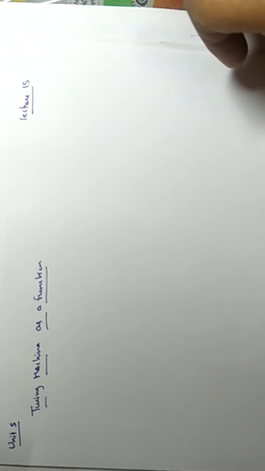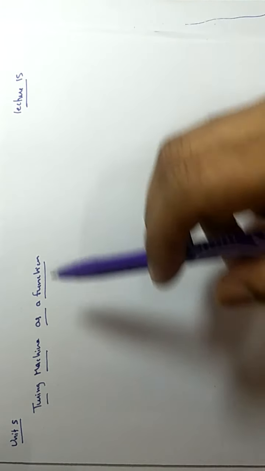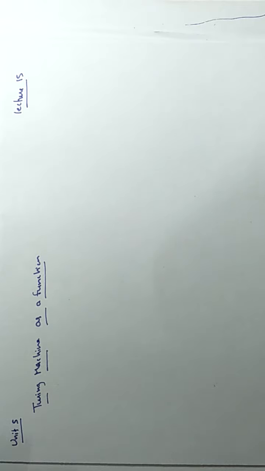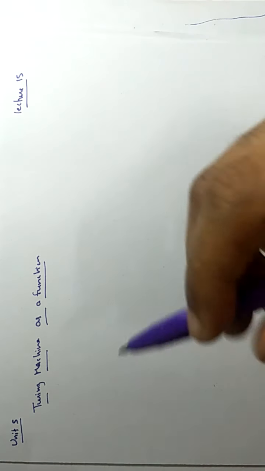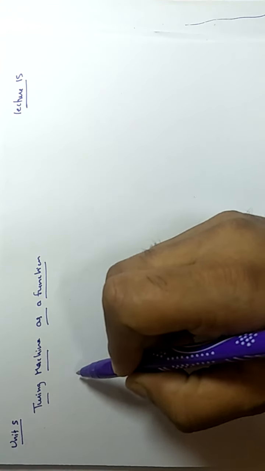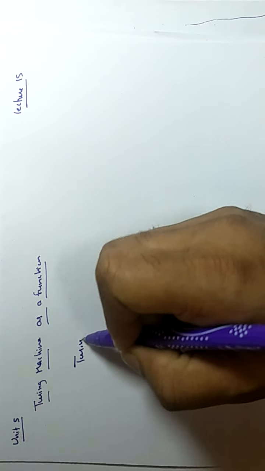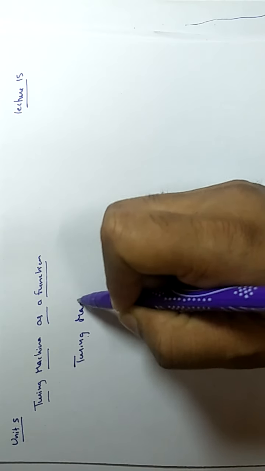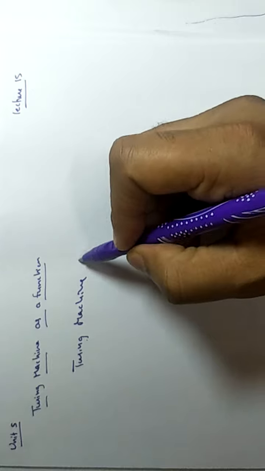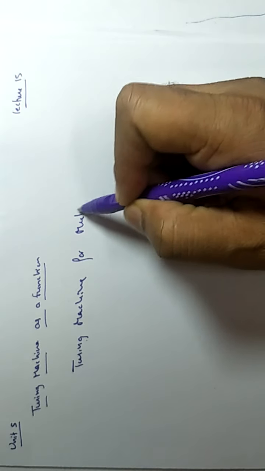Welcome everyone to lecture number 15 of unit 5, and we are discussing Turing machines as a function that computes something for us. In this lecture we will design a Turing machine for multiplication.